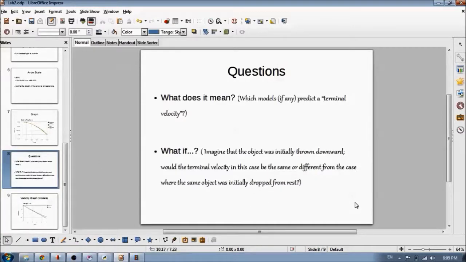So what if the object was initially thrown downward but not dropped from rest? Would the terminal velocity be the same? Of course not, because if the object was initially thrown down, then it would have an initial velocity.